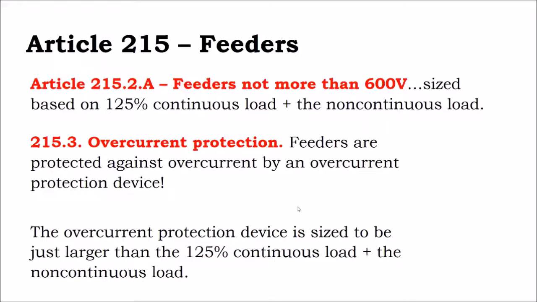Overcurrent protection. Feeders are protected against overcurrent by an overcurrent protection device. And so what is an overcurrent protection device? It can be a couple of things. What we're familiar with are breakers on our electric service panel. Those 20 amp breakers trip if you go over 20 amps. That's an overcurrent protection device.